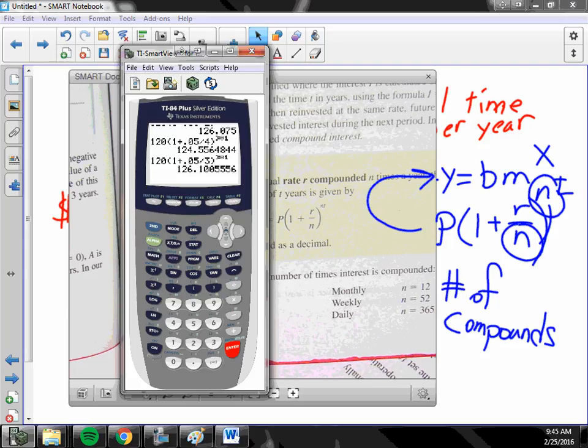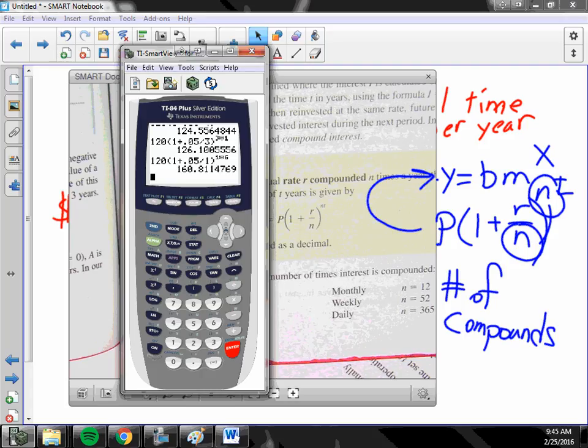So let's do this calculation. So 120 times 1 plus 0.05 divided by, let's do 1, raised to the 1. Let's go out to the original 6 years. So compounding once at $120 is going to gain $40.81.